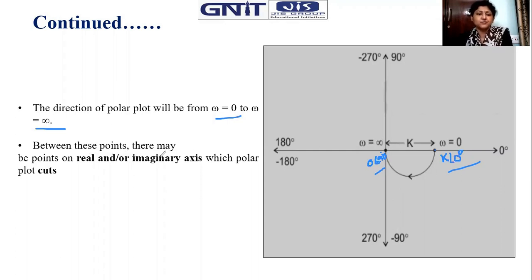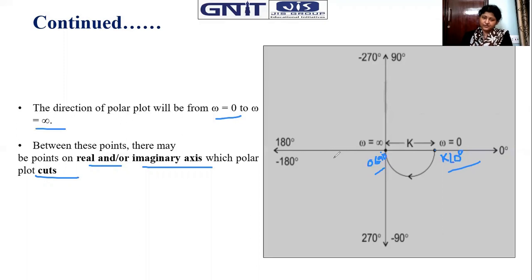Between these points, there may be a few points where you can find the real or imaginary axis cut, which I am moving towards in the next part. In this way, the polar plotting may be done. So what are the steps to be followed? Put s equals j omega in the transfer function, since for the steady state response we are finding the frequency response. Then you get the magnitude as well as the phase, that is the polar form of that G(s).